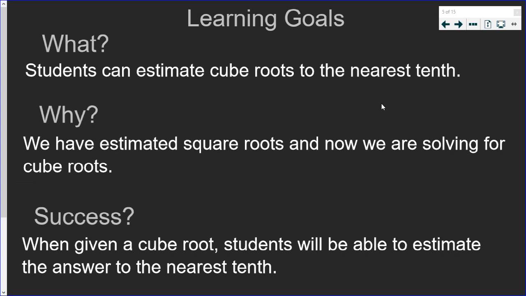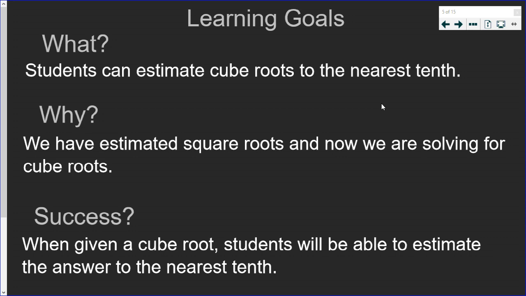tough to come back from that, but we're going to go ahead and just jump right into the math. So here's our learning goals for the day. Here's the what: by the end of today, you're going to be able to estimate cube roots to the nearest tenth, which sounds pretty familiar. That leads into our why, because we have estimated square roots, and now we are going to be solving for cube roots.